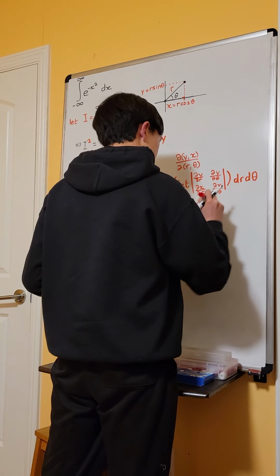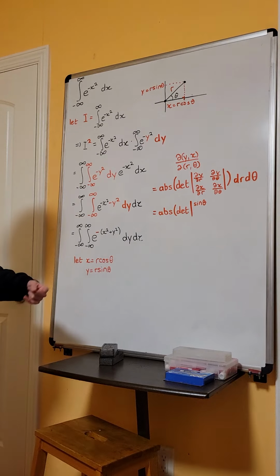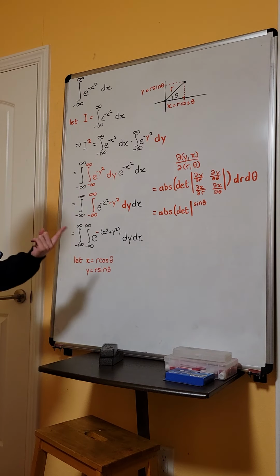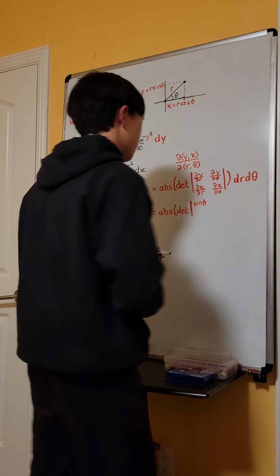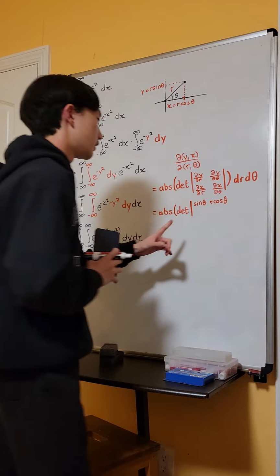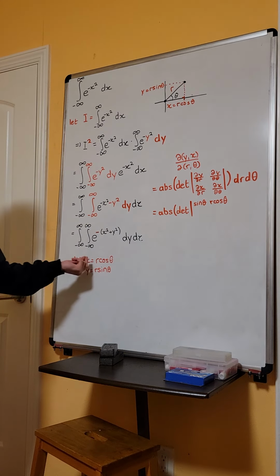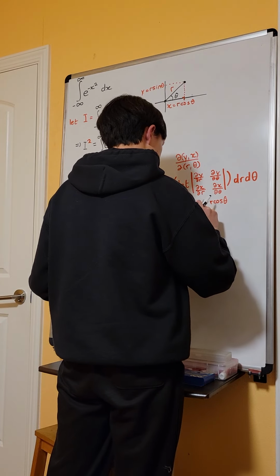So here you have sine theta, partial y, partial theta, differentiate with respect to theta. The derivative of sine with respect to theta is cosine. And the r is just a constant, so it stays. So you get r cos theta. Partial x, partial r, right here. R is your variable, cosine is your constant, so the cosine is going to stay.